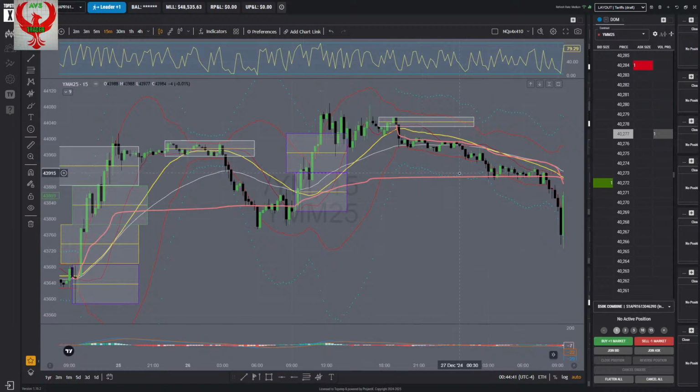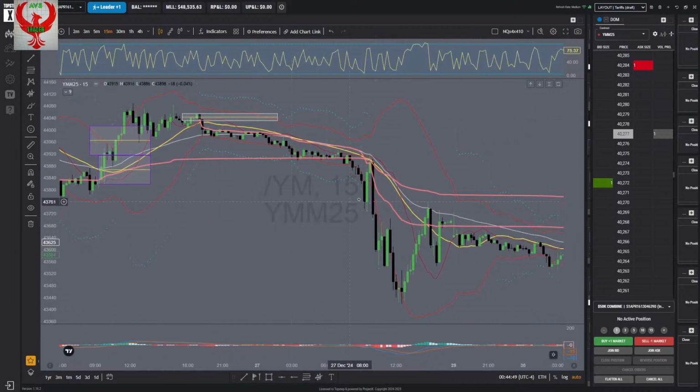And so now you guys should be pretty familiar with identifying several different types of candlesticks, and also identifying different types of trends that are occurring as well.